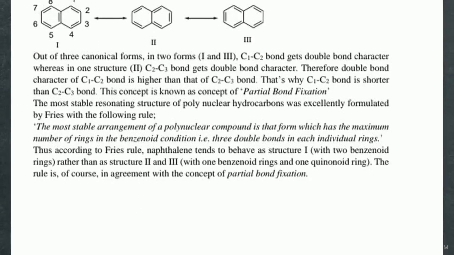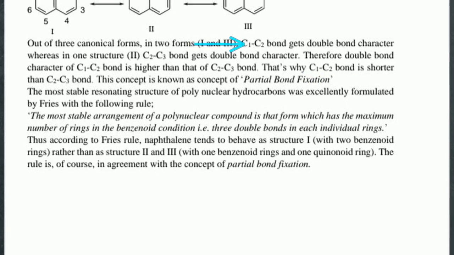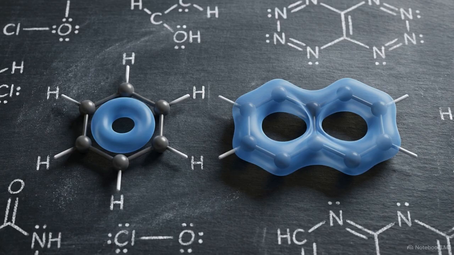In naphthalene, two resonating structures contain dual benzenoid rings. This preference causes partial bond fixation. The C1-C2 bond becomes physically shorter with higher double bond character than C2-C3. Simply fusing one additional ring forces the pi electrons to localize. Extended aromatic systems cannot maintain uniform bond lengths.